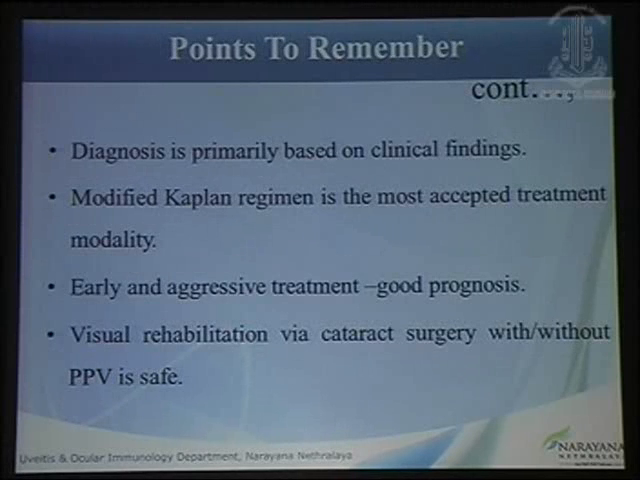Diagnosis is primarily based on the clinical findings. The modified Kaplan regimen is the most accepted modality of treatment. Early and aggressive treatment gives a good visual prognosis. In severe cases, visual rehabilitation can be obtained by cataract surgery, and pars plana vitrectomy can also be done.